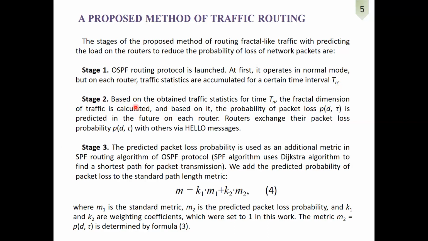At stage 2, based on the obtained traffic statistics for time T n, the fractal dimension of traffic is calculated. And based on it, the probability of packet loss P(D, tau) is predicted in the future for each router. Routers exchange the packet loss in the OSPF routing protocol in the usual way via hello messages. The predicted packet loss probability is used as an additional metric, M2 with some weight, where M1 is the standard metric.